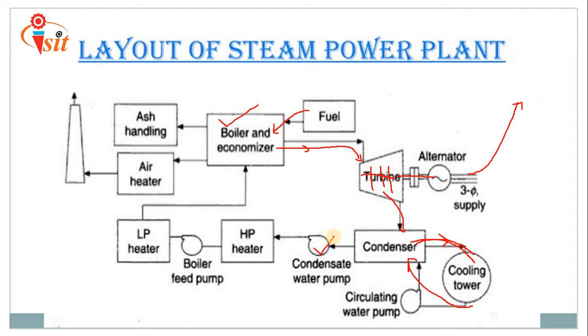Water directly enters the HP heater with the help of gravity, so we adjust that particular length. After that, from the HP heater, with the help of the boiler feed pump, which plays the most important role in the steam power plant, the feed water is supplied to the boiler through the LP heater. So this is the general layout of the steam power plant, but here you will get an idea about two extra elements, that is, ash handling and the air heater.